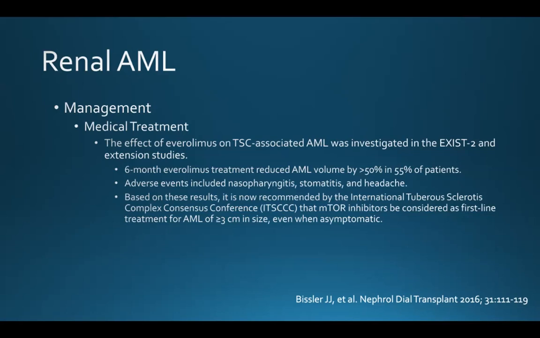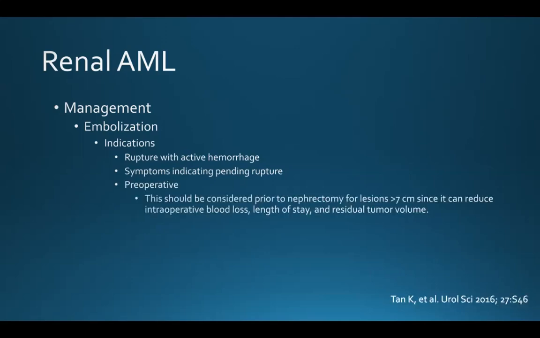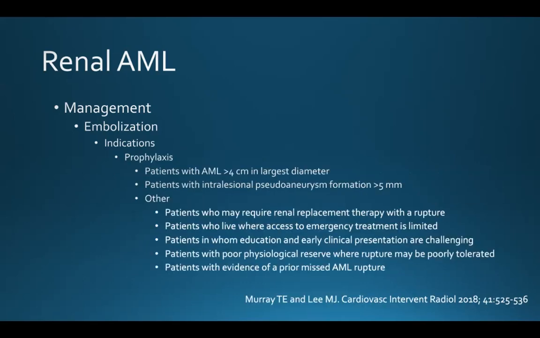asymptomatic. But let's talk about embolization. The obvious indications for embolization include rupture with active hemorrhage and symptoms which are indicating pending rupture. Embolization can also be used preoperatively, and this should be considered prior to nephrectomy for lesions greater than 7 centimeters, since it can reduce intraoperative blood loss, length of stay, and residual tumor volume.